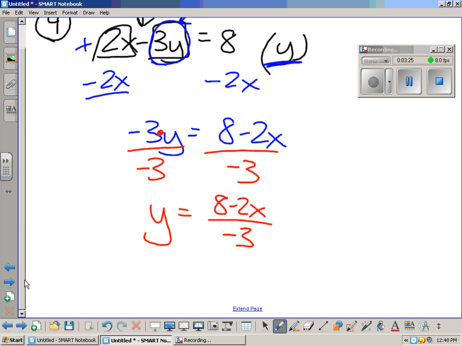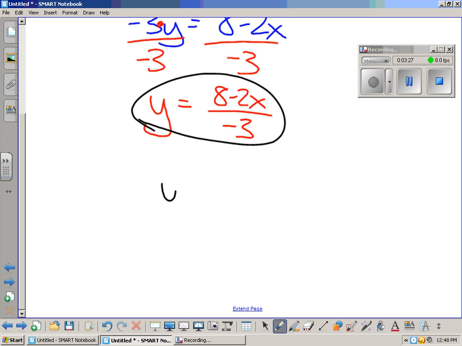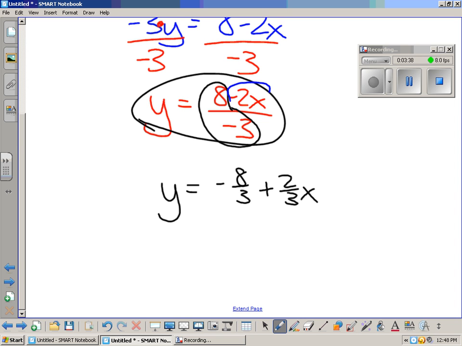And you're finished. If you want to write it differently, you could write this as negative 8/3 plus 2/3 x, and how I did that is I just took the 8 and divided it by the negative 3, and then I took the negative 2x and divided it by the negative 3.